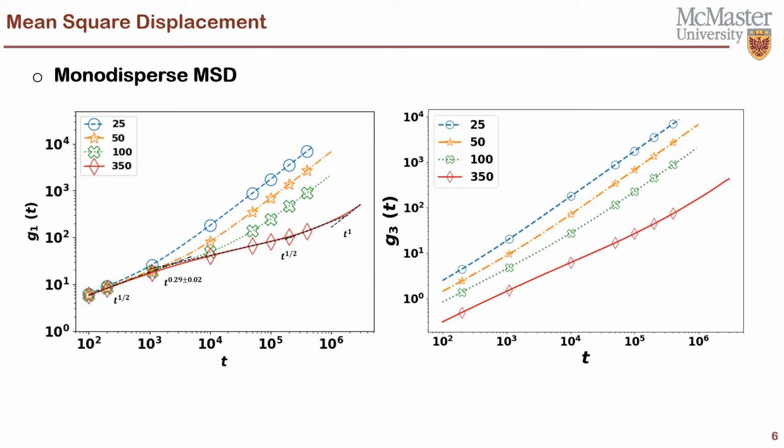Before we delved into our bidisperse systems, we compared a monodisperse system with the theoretical predictions. The figure on the left shows the monomer MSD for the different chain lengths from N equals 25 to N equals 350, and we observe the different scaling regimes as predicted. The center of mass MSD for the different chains is also shown on the right, which replicates the theoretical predictions. Buoyed by these results, we now delve into our bidisperse system.